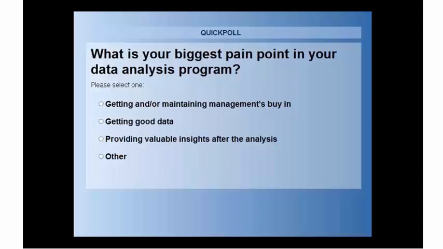All right, so our first polling question is, what is your biggest pain point in your data analysis program? So we'll leave the polls open for another 30 seconds.